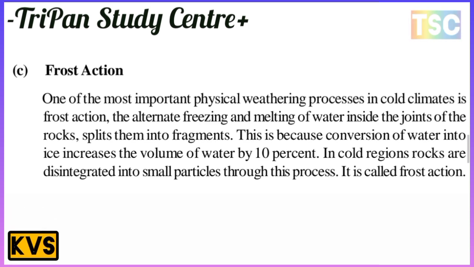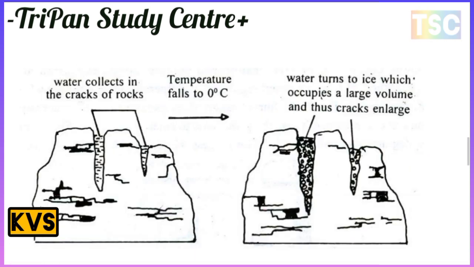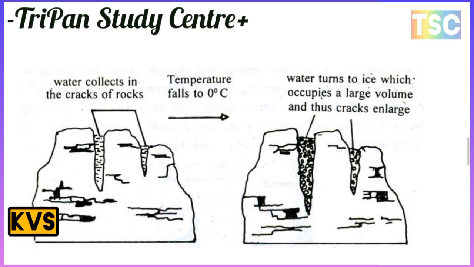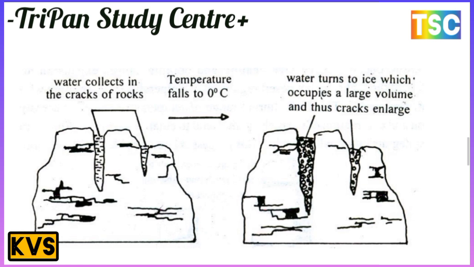This is the most important part here, frost action. An example of frost action is shown in this diagram. Water collects in the crack of the rock, and the temperature is 0 Celsius. Water turns to ice, which occupies a larger volume, and thus the crack enlarges. At first the crack is very small, but later it becomes a very large crack in the rock.